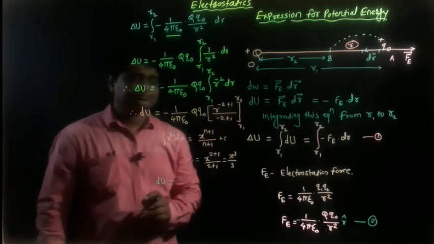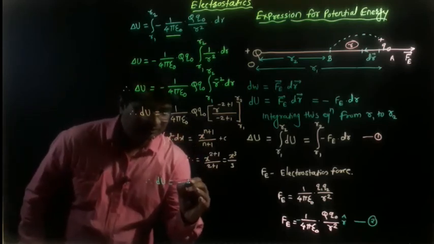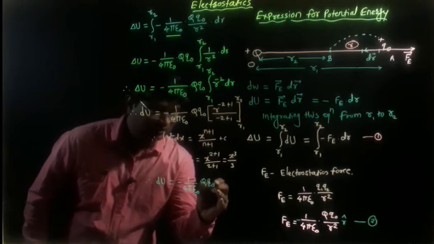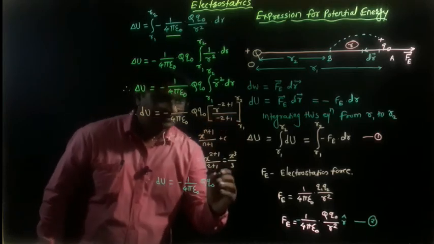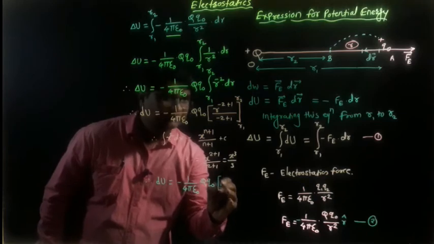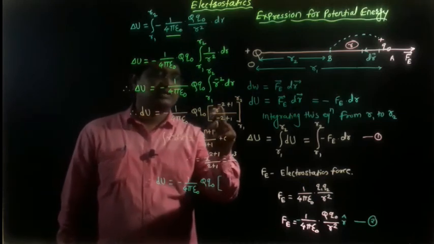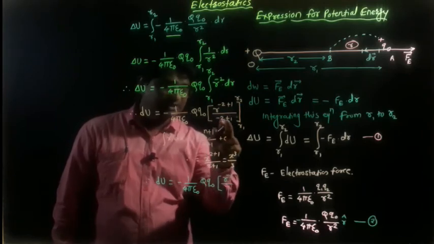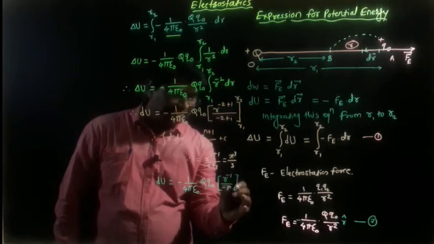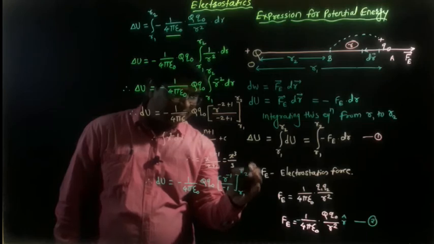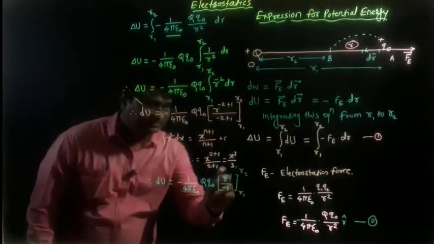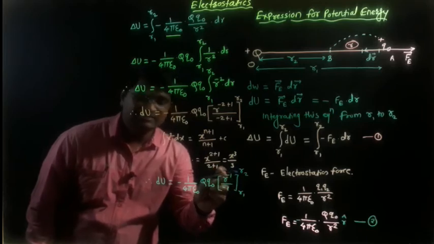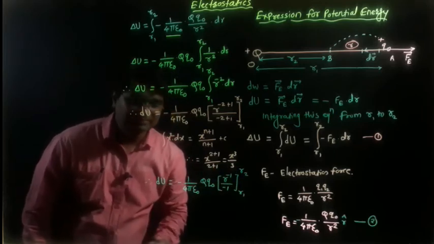This is equal to the negative of 1 upon 4 pi epsilon naught into q naught. Let's see here, integrating the value of minus 2 plus 1, that is minus 1, r to the minus 1, divided by minus 1, so integrating from r1 to r2. Now this r raised to minus 1 is present in the numerator. So take it in the denominator. So what we get?